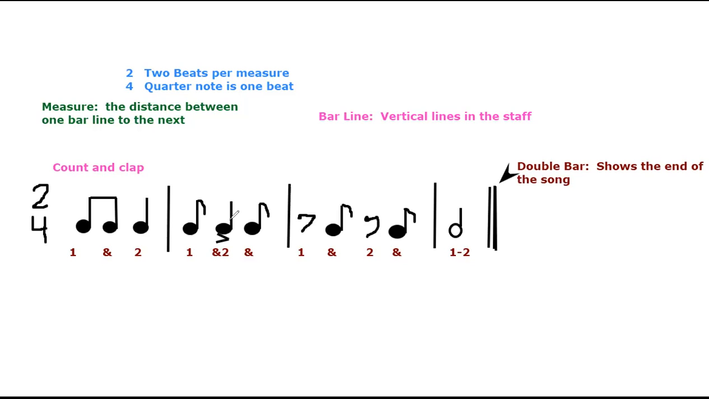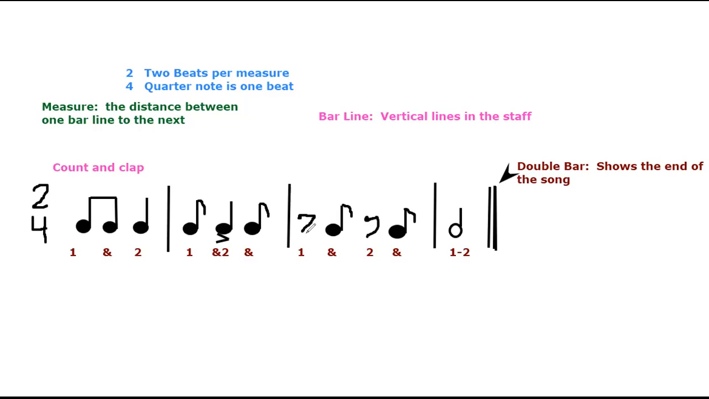So here, this quarter note is the second half of beat 1. This is why the "and 2" is kind of squished together, because this quarter note represents the "and" of beat 1 and the first half of beat 2. Okay, so think about that. This quarter note is the "and" of beat 1 and the first half of beat 2. So the second half of beat 2 is this 8th note. So we have 1 and 2 and.